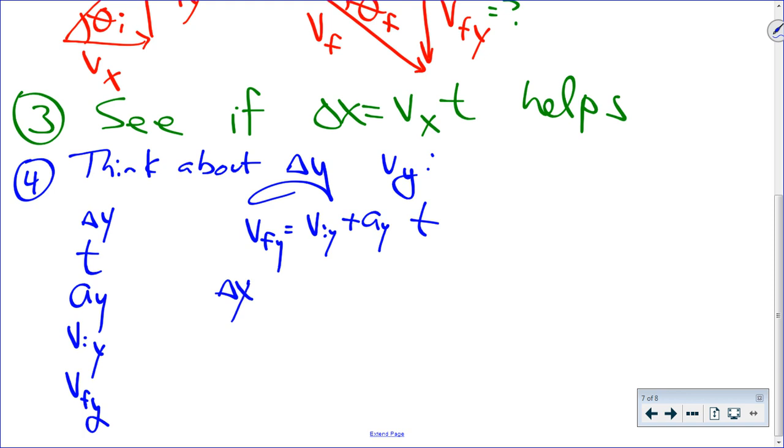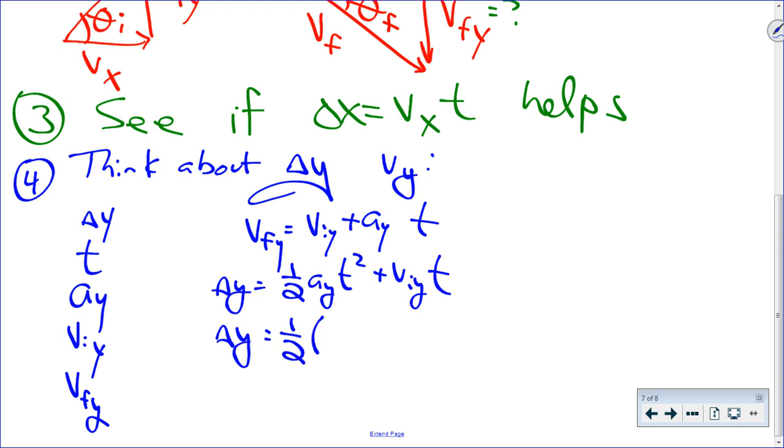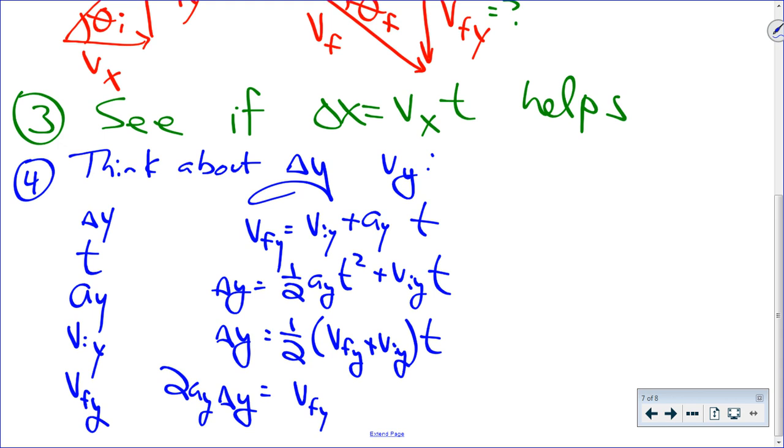You could use this guy: delta y equals 1/2 ay times t squared plus viy times t. You guys have all these equations. Delta y equals 1/2 times vfy plus viy times t. And last one, 2ay delta y equals vfy squared minus viy squared. And see if you can find something.